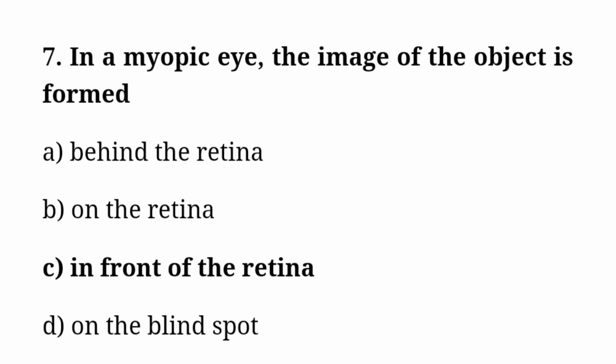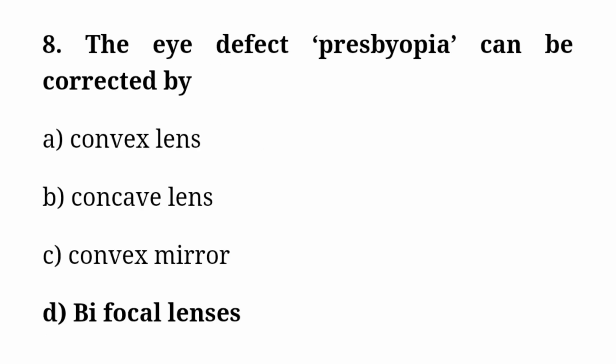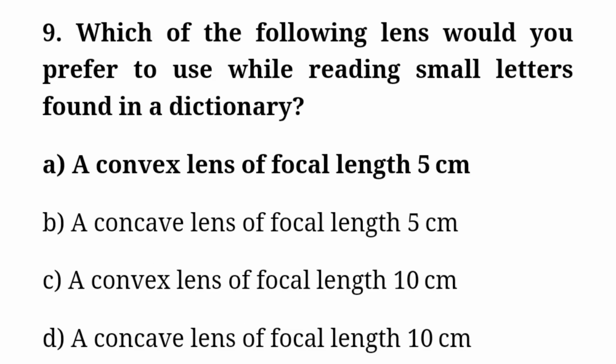Seventh one, in a myopic eye, the image of the object is formed answer option C, in front of the retina. Eighth one, the eye defect presbyopia can be corrected by answer option D, bifocal lenses. Ninth one, which of the following lens would you prefer to use while reading small letters found in a dictionary? Answer option A, convex lens of focal length 5 cm.